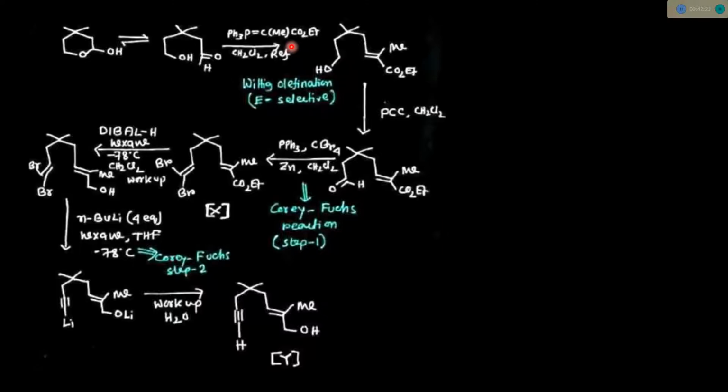If we use a normal phenyl phosphonium ylide, then the cis alkene will form. This is also called the Horner-Wittig reaction, where a stable phosphonium ylide is used to form the trans alkene. So see, this is the trans alkene. Now there is a hydroxy group. If we use PCC, an oxidizing agent, in CH2Cl2, then the hydroxy OH transforms into an aldehyde.